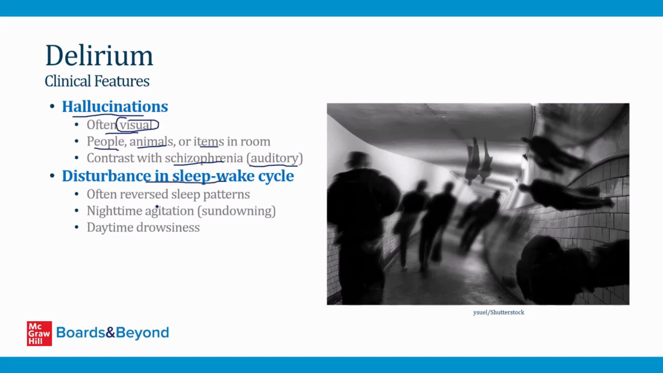Often patients with delirium have reversed sleep patterns. So at nighttime, when they should be getting tired, they become agitated. This is sometimes called sundowning. It's when a patient with delirium becomes agitated at nighttime. And then during the day, when they should be more awake, they can be drowsy and lethargic.